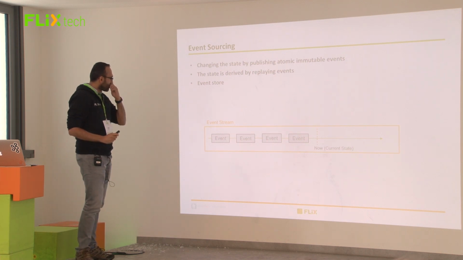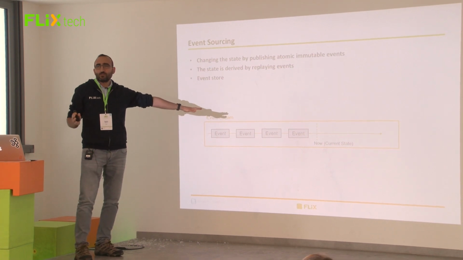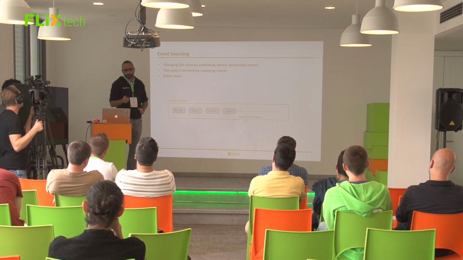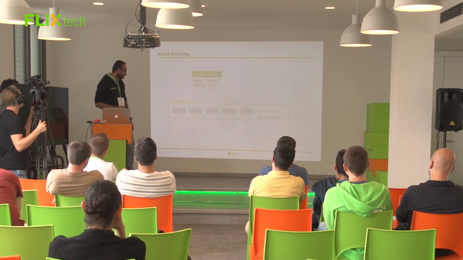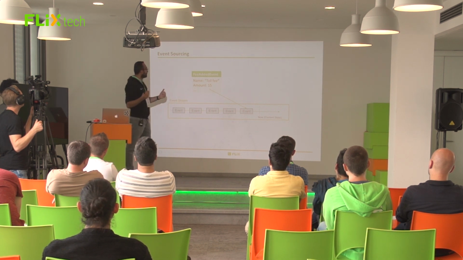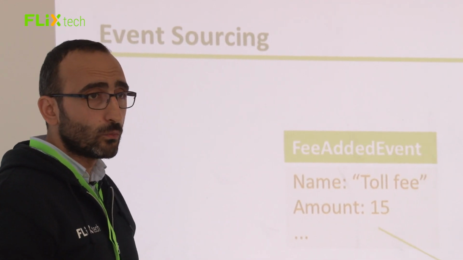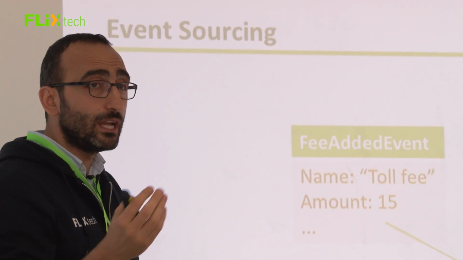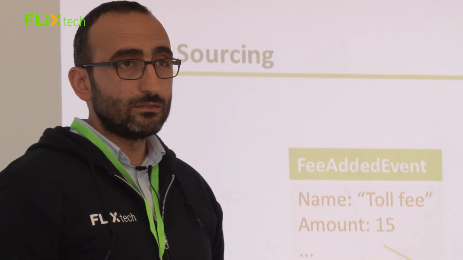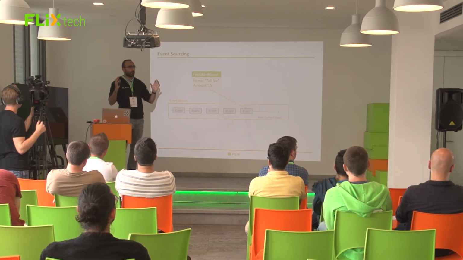Of course, the stream of events, we store in something called an event store. Let's take an example. For creating a new model for toll fee with value 15, we just create a new event. We call it fee added event, and usually the event should be named with a verb.